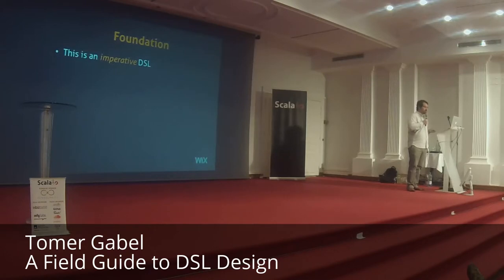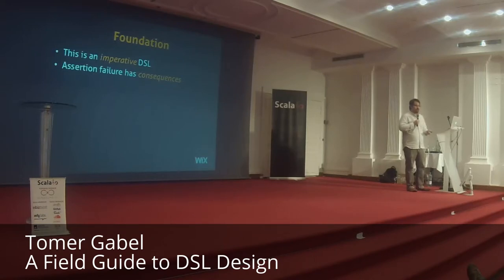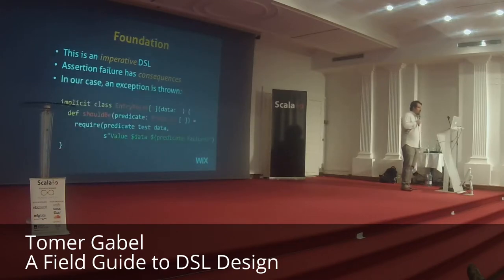This is an imperative DSL. A failure has consequences, okay? Has an effect. If an assumption does not hold, we get an exception out of it. So, what the implementation could look like is this. Okay, we take a predicate, we take the test out of that predicate, we apply it to our piece of data. If it fails, we just generate a string based on the failure message, we spit it out. Okay, this is the most trivial implementation I could come up with.